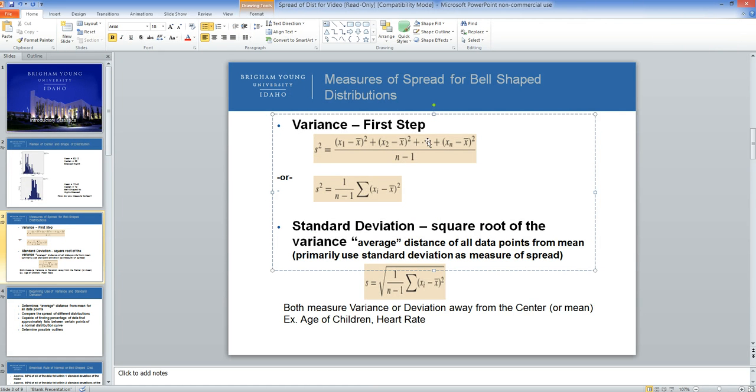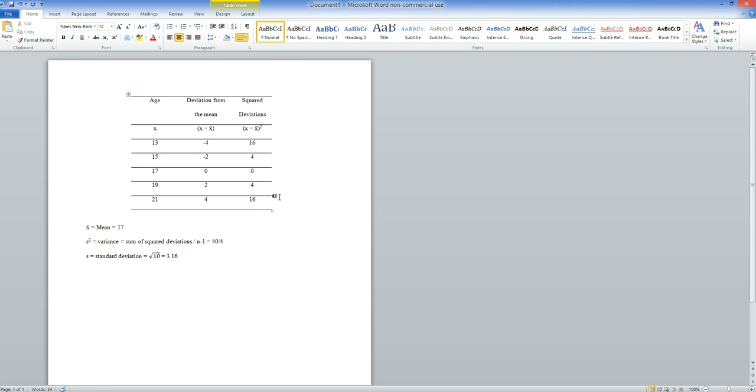Now we're not done with getting the variance, because to get the variance, we have to take that top, the numerator, and divide it by the denominator, which is n minus 1. So it's the number of observations minus 1. So we take 40 divided by 4. Where we got 40 is we sum these up, 16, 4, 4, 16 plus a 0. And we get 40, and we divide it by 4, and that is equal to 10, and that is our variance, okay?